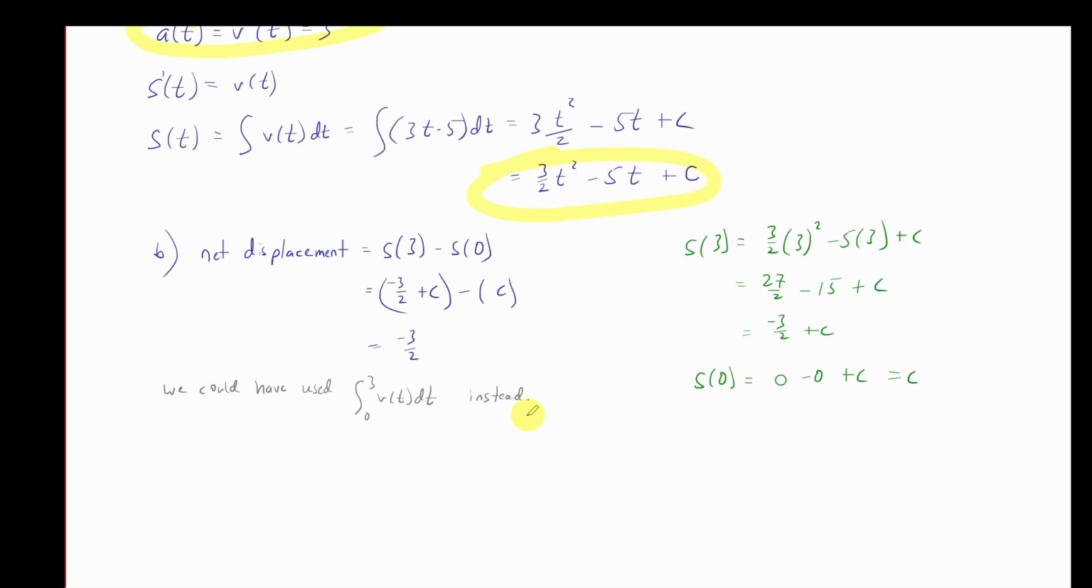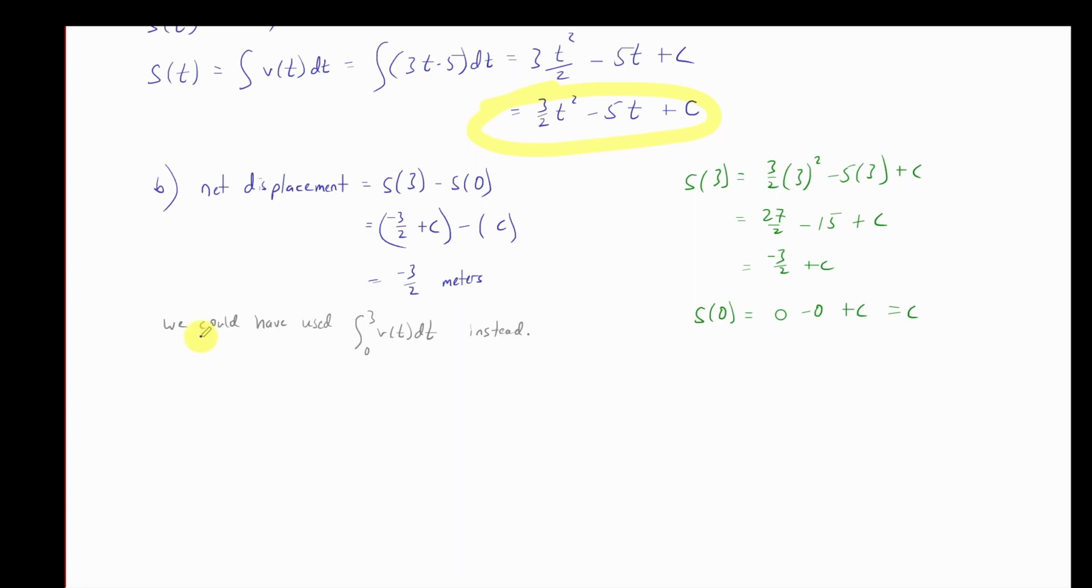Now, the net displacement here is negative. The units are meters. So what we need to do is figure out what does that mean? Does that even make sense?